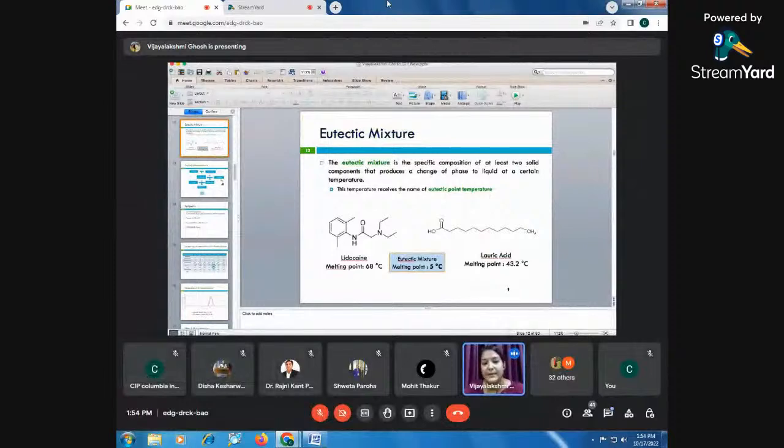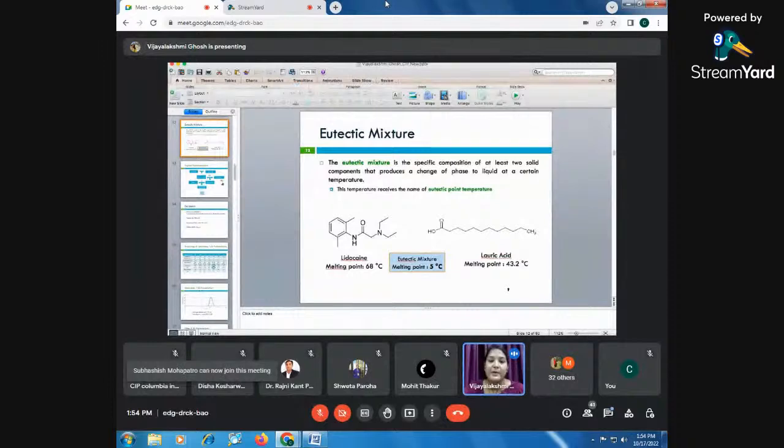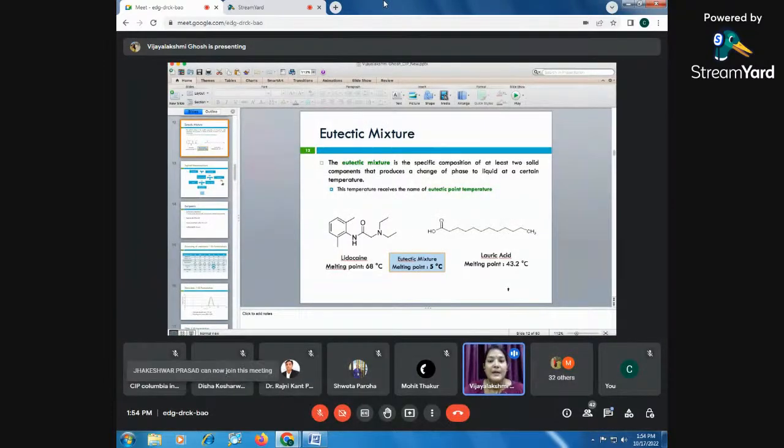So what is a eutectic mixture? A eutectic mixture is the specific composition of at least two solid components that produces a change of phase to liquid at a certain temperature. And this temperature is called the eutectic point temperature. And as we are talking about emulsion here, both the solids which we have taken are lipophilic in nature.